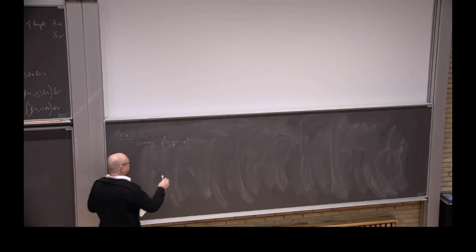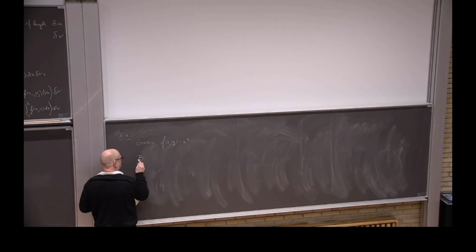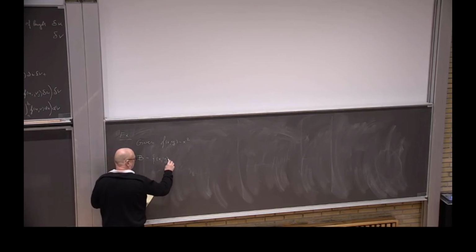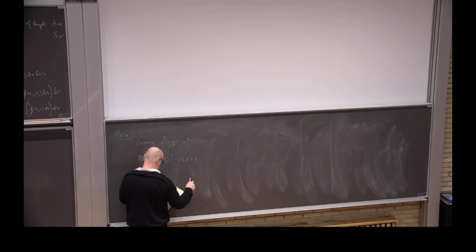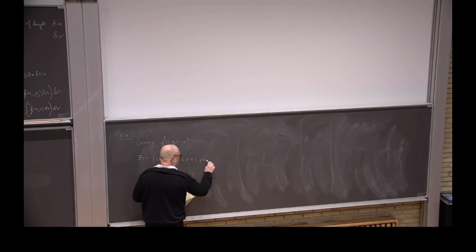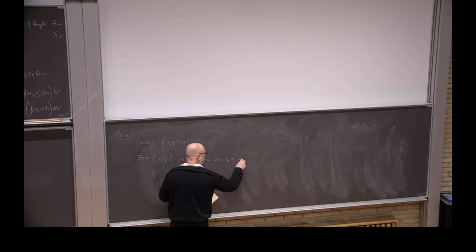I'm looking at this function. So this is my mass density. My field is this set. X is bounded by -1 and 1. Right, and Y is bounded by 0 and 1 minus x squared.